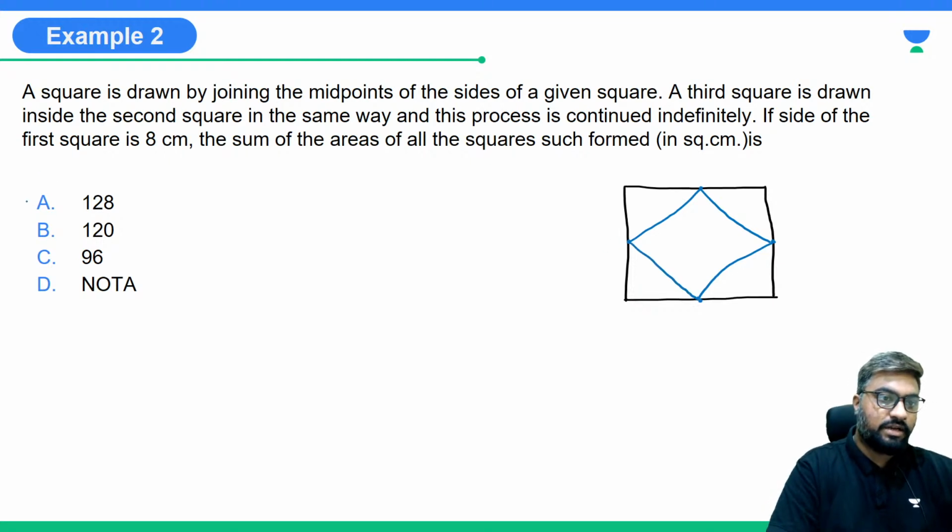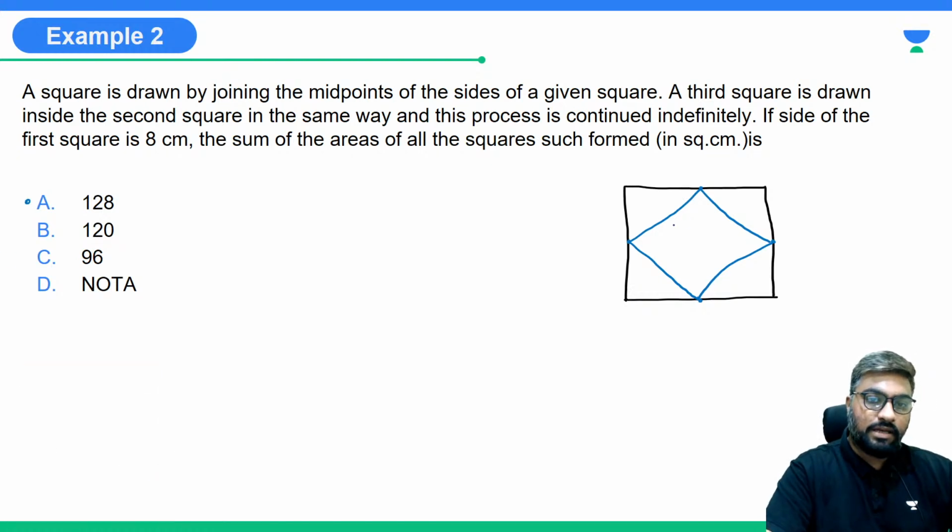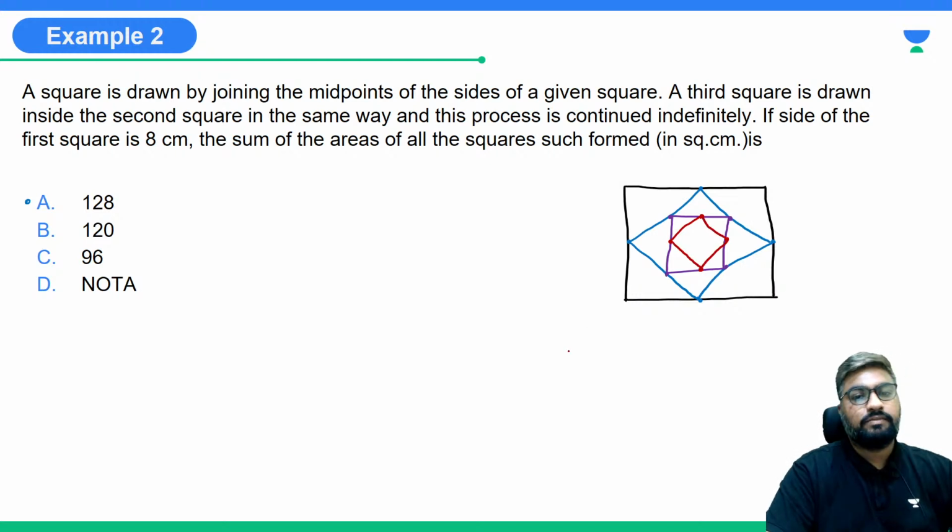Vedant says A, 128. Very good. Others. Then further joining its midpoints, we are forming another square like this. So this will keep going on. Further again joining its midpoints, another square, right? This will keep going on till infinity. Infinite squares are formed like this.